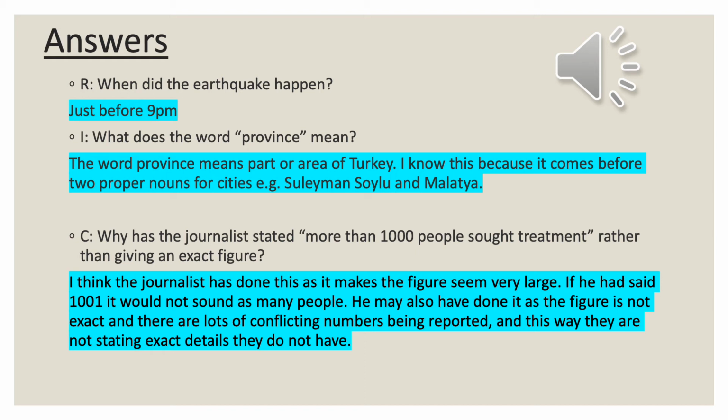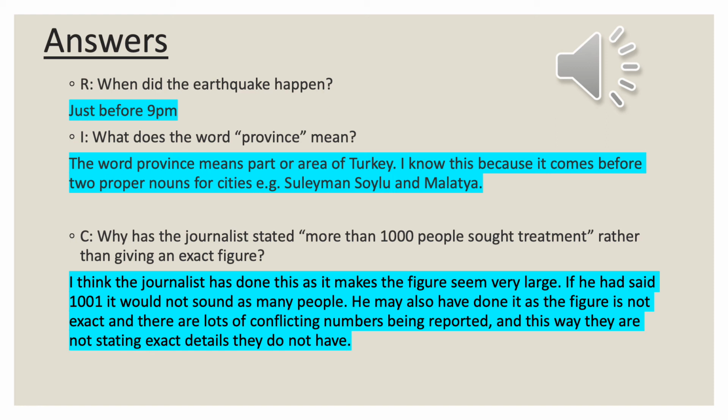And then C, why has the journalist stated more than 1,000 people sought treatment rather than giving an exact figure? So this is thinking really carefully about why an author would do what they do. And in this case, the author is a journalist, someone who writes for a newspaper. So I think the journalist has done this as it makes the figure seem very large. If he had said 1,001, it would not sound as many people. So it makes the disaster sound worse. He may also have done it as the figure is not exact and there are lots of conflicting numbers being reported. And this way, they are not stating exact details they do not have.